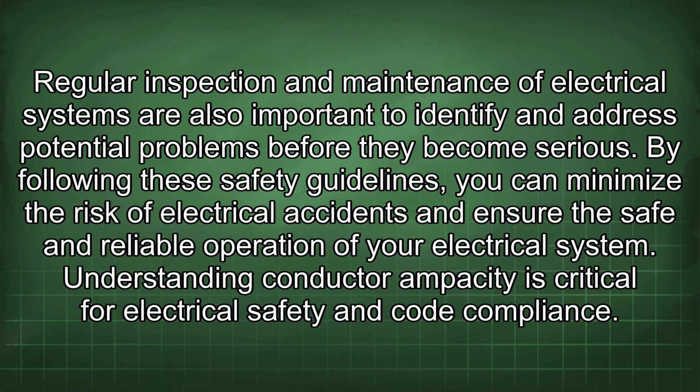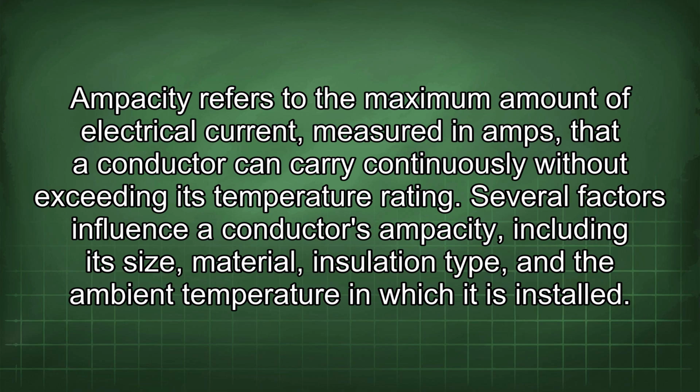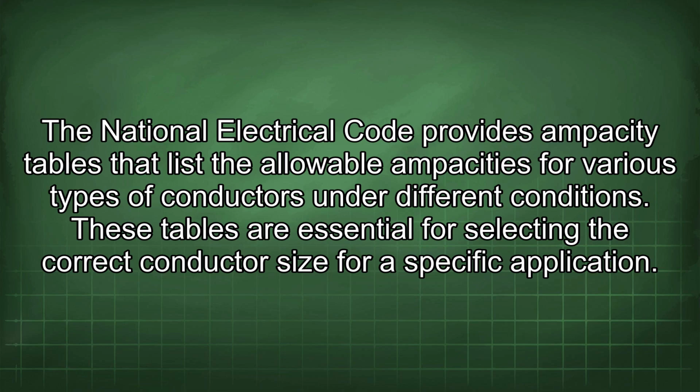Understanding conductor ampacity is critical for electrical safety and code compliance. Ampacity refers to the maximum amount of electrical current, measured in amps, that a conductor can carry continuously without exceeding its temperature rating. Several factors influence a conductor's ampacity, including its size, material, insulation type, and the ambient temperature in which it is installed. The National Electrical Code provides ampacity tables that list the allowable ampacities for various types of conductors under different conditions. These tables are essential for selecting the correct conductor size for a specific application.